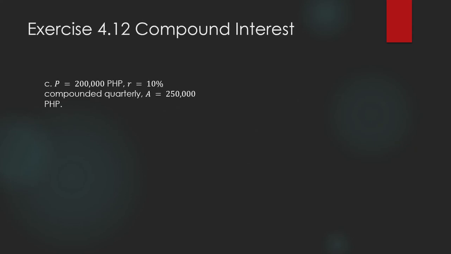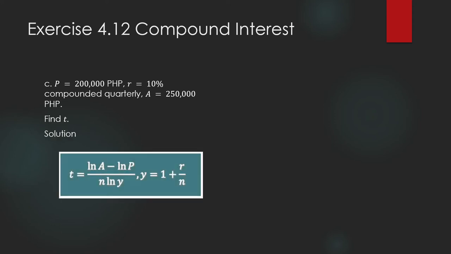Let us answer letter C. The principal is 200,000 pesos. Rate of interest is 10%, compounded quarterly. The accumulated value is 250,000 pesos. Find T. T is the number of years.